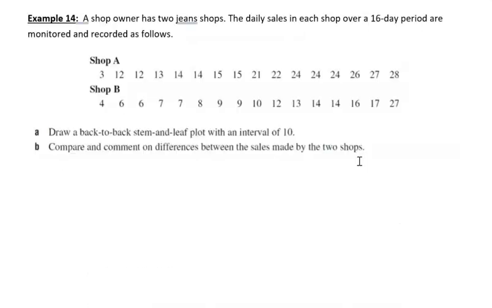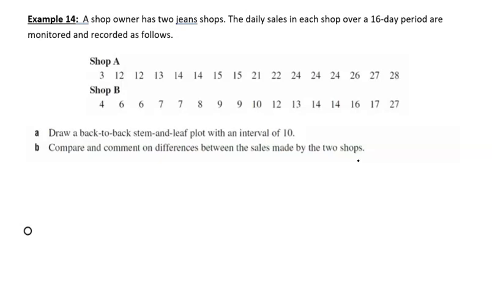Shop owner has 2 jean shops. So now we have to do a back-to-back stem and leaf plot because we've got 2 shops. He's got 2 jean shops. The daily sales in each shop over a 16-day period are recorded as follows. We're going to draw a back-to-back stem and leaf plot with an interval of 10. That just means that each line is going to go up to 10. Compare and comment on the differences between the sales made by the 2 shops.